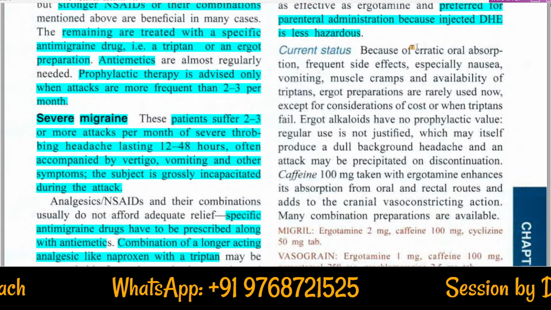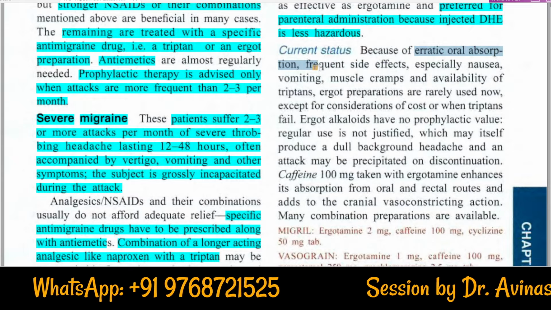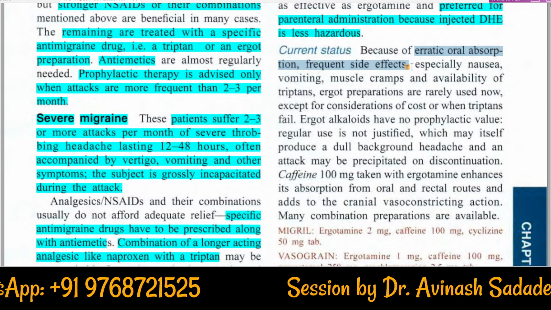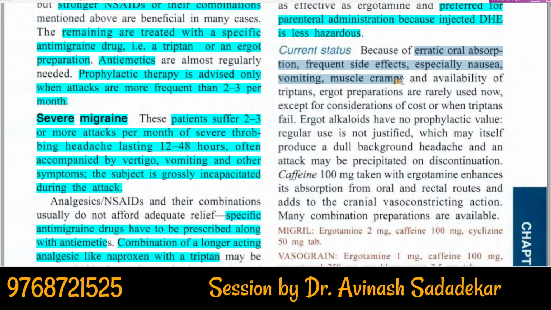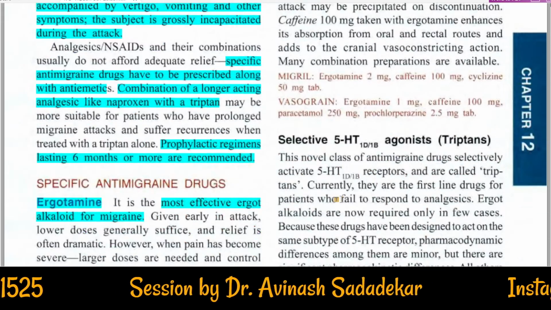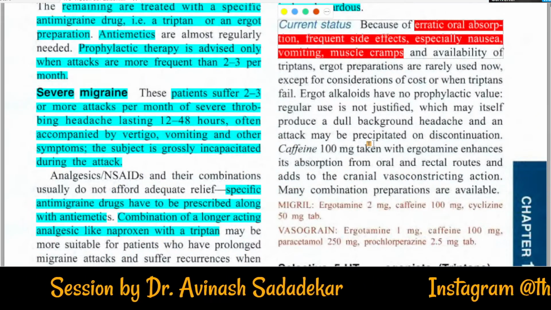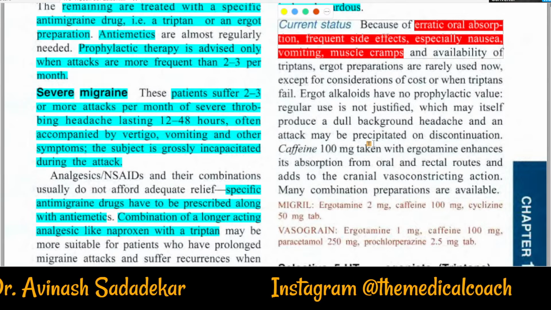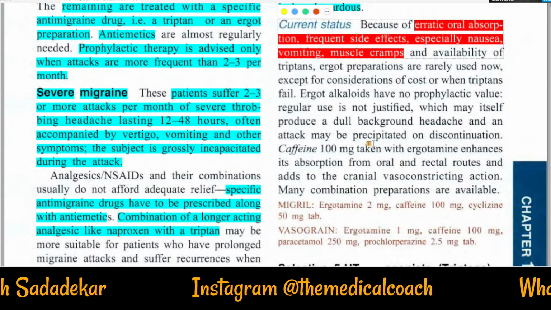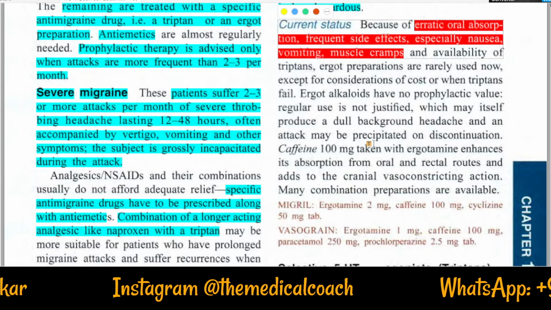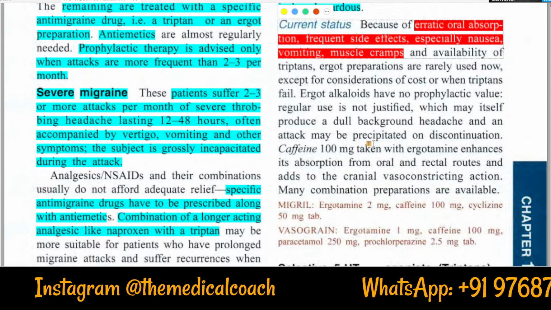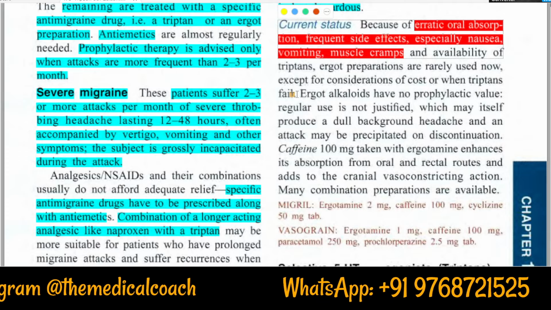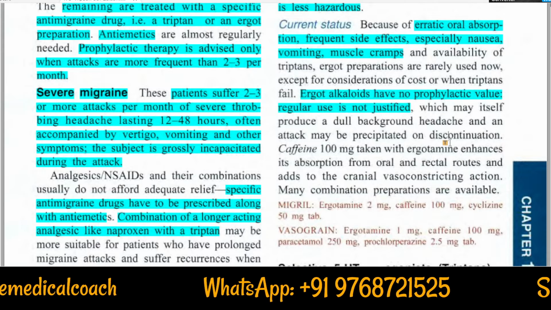Well, the problem with these drugs is they have erratic oral absorption. There are many side effects like nausea, vomiting, muscle cramps. And now we have better drugs called triptans, which we'll be discussing in 2 minutes time. Ergot preparations are not used except when triptans are too costly, or when triptans fail, then we can use them. They don't have prophylactic value, so don't give them regularly.